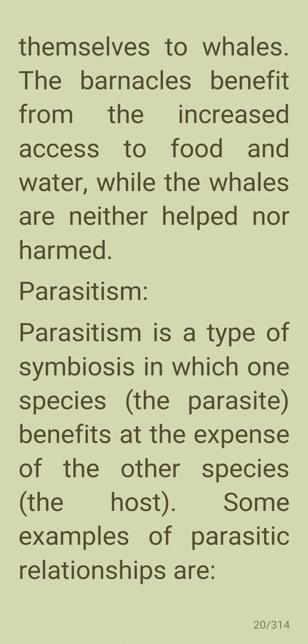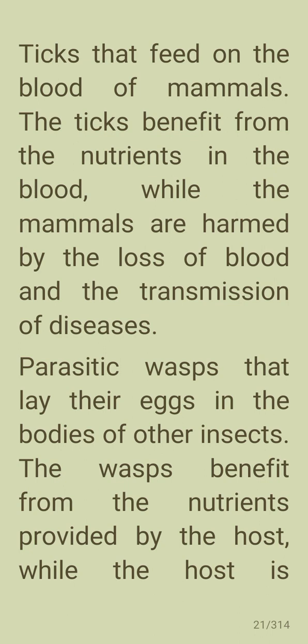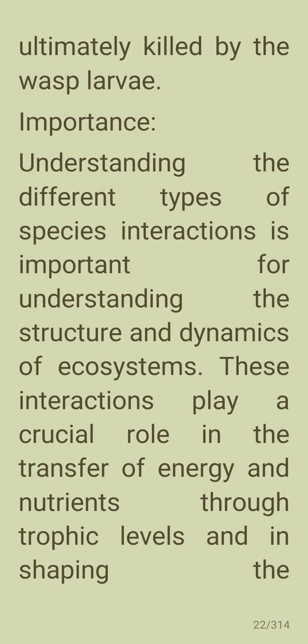Parasitism is a type of symbiosis in which one species, the parasite, benefits at the expense of the other species, or host. Some examples of parasitic relationships are ticks that feed on the blood of mammals. The ticks benefit from the nutrients in the blood, while the mammals are harmed by the loss of blood and the transmission of diseases. Another example is parasitic wasps that lay their eggs in the bodies of other insects. The wasps benefit from the nutrients provided by the host, while the host is ultimately killed by the wasp larvae.